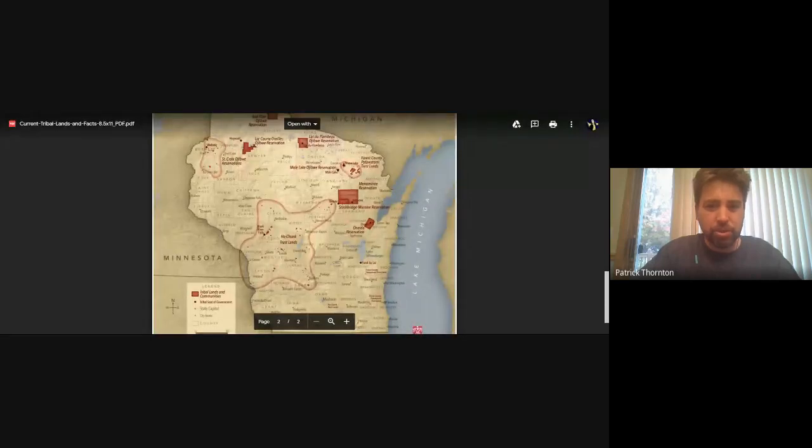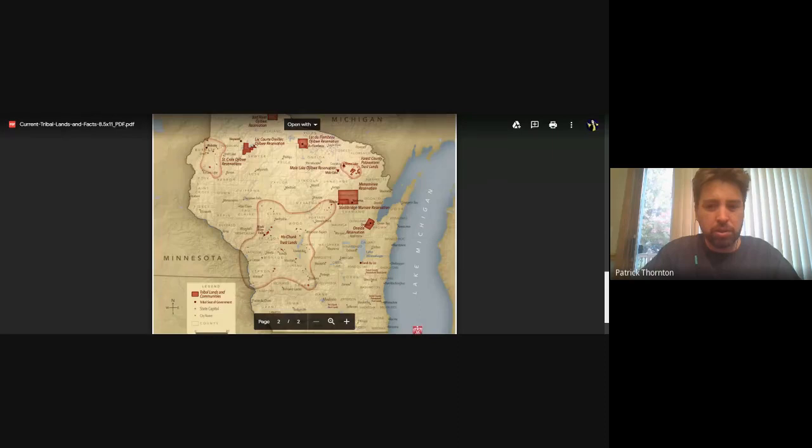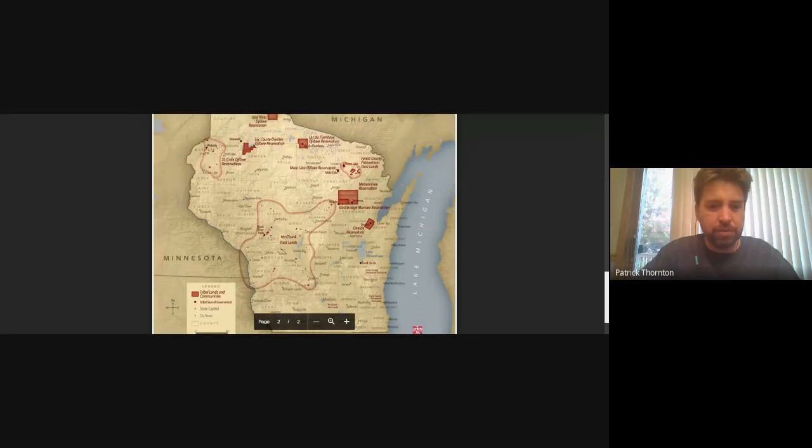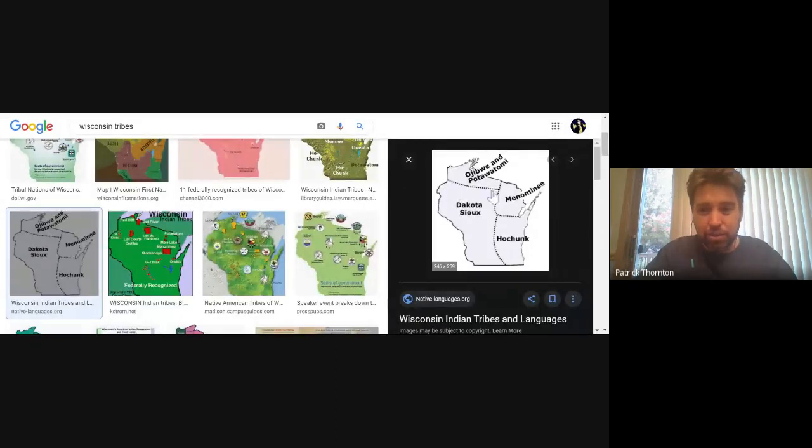What changed? Right now it's small, but before then it was big. Yeah, it used to be really big. If we think about it on this map, look at how much land the Sioux had. The Sioux had all this land here. The Ojibwe and the Potawatomi had all this land. The Menominee, all of this land. The Ho-Chunk, all of that land. And now look at it today.